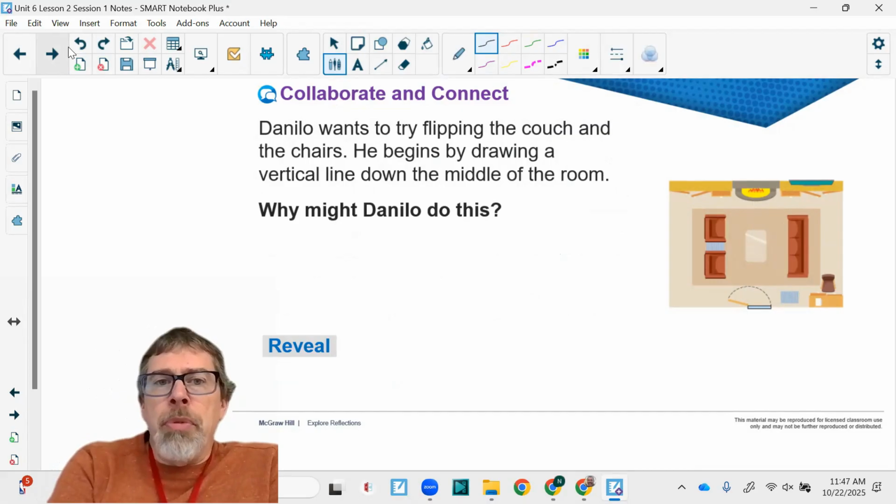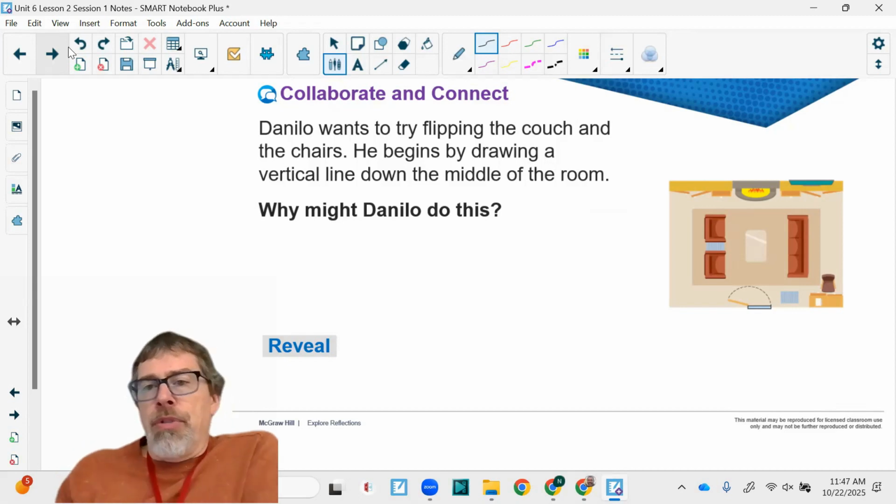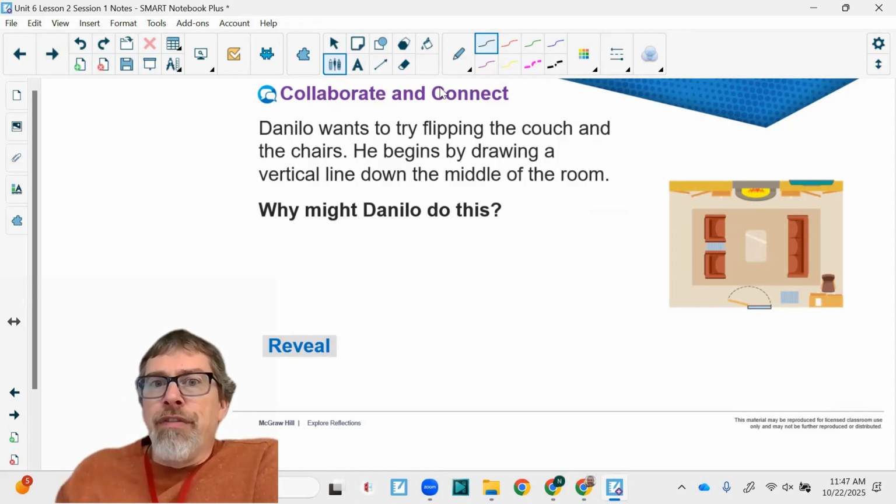Danilo wants to try flipping it. Why might he do this? Well, maybe he wants 3 people to the right of the doorway and only 2 behind, or the other way around if he's going to flip it. Who knows? Maybe he's into feng shui, if you know what that is. If you don't, Google it.